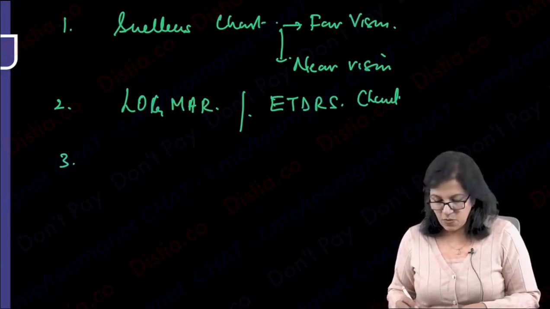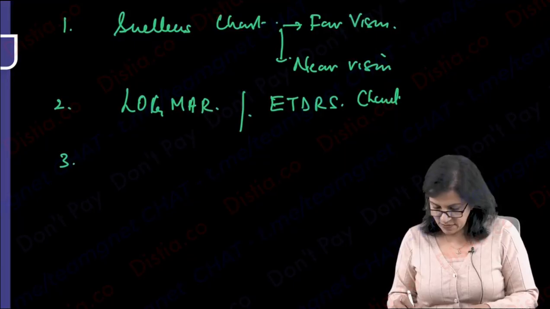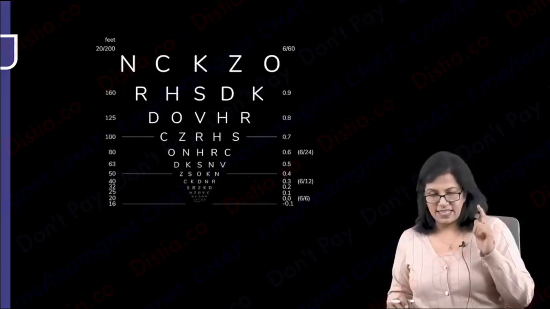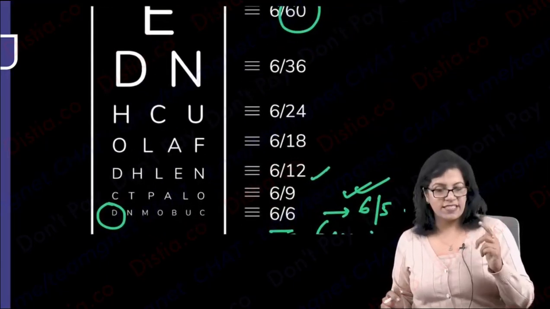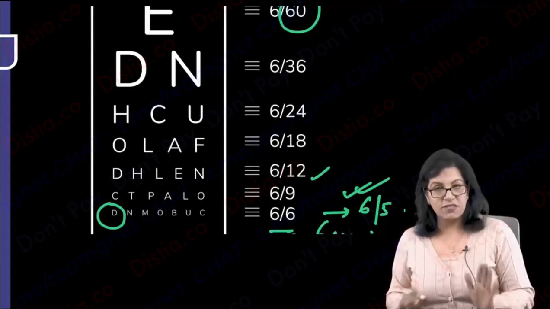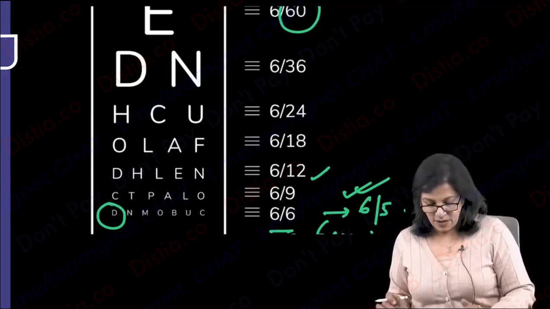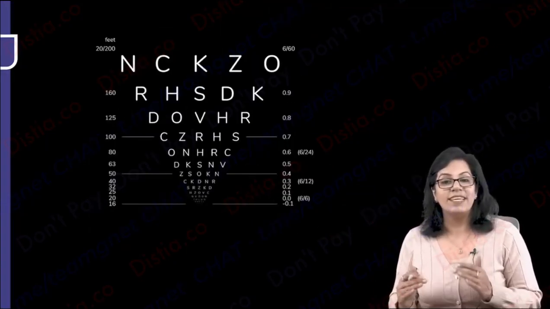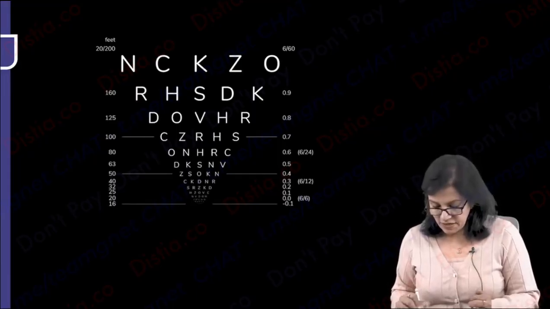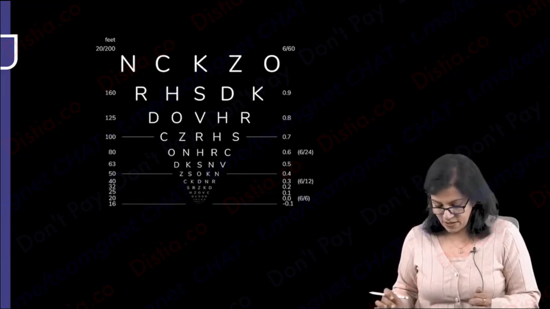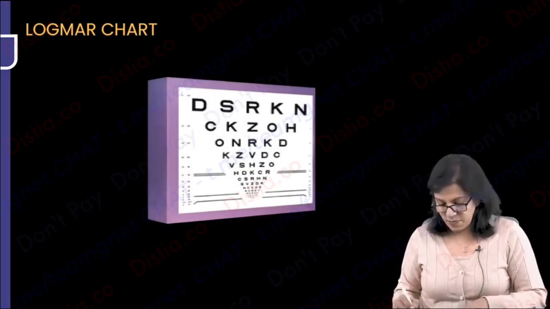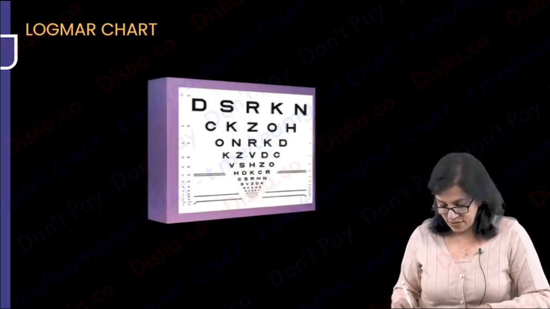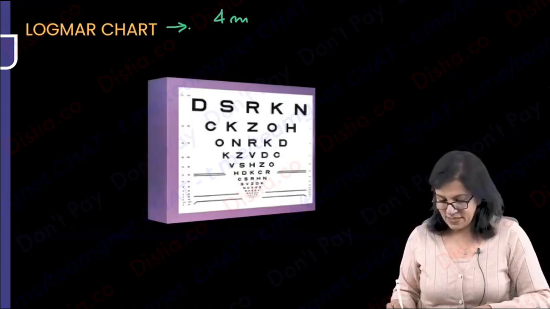So what is logMAR or ETDRS? Let's first discuss that. If you look at a Snellen's chart, look here. Can you see one line? The first line is only one letter, then two letters, then 3 and 4, and this keeps on. There's a difference in the number of letters in each line. Now, when we are talking about the logMAR or ETDRS chart, it is a fixed number of letters in each line. Look here or look here. So it is always a fixed number of letters in each line. And this test, so what are the points you will remember? Write it yourself. Number 1, this test is generally done at 4 meters distance.